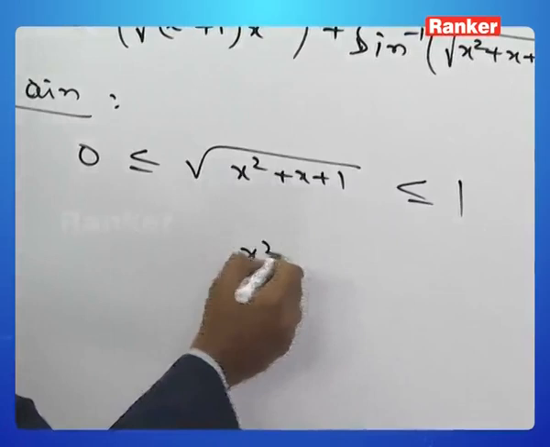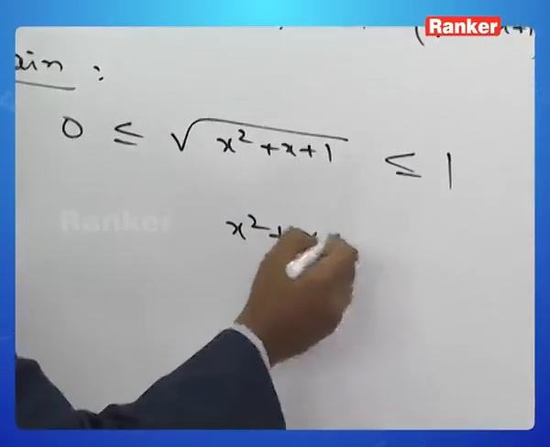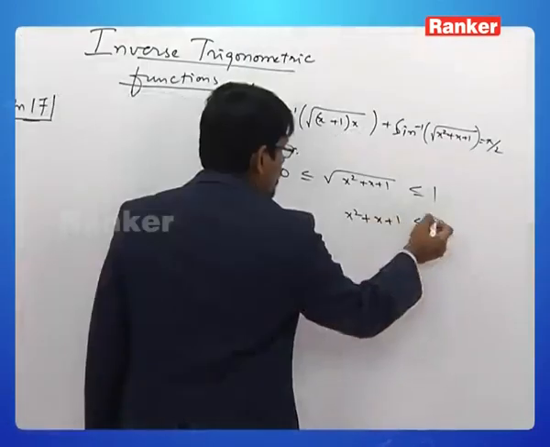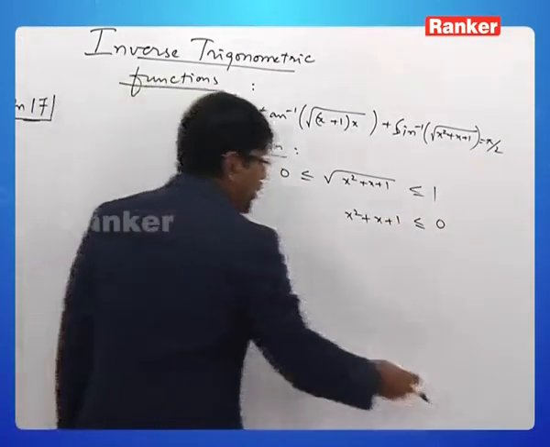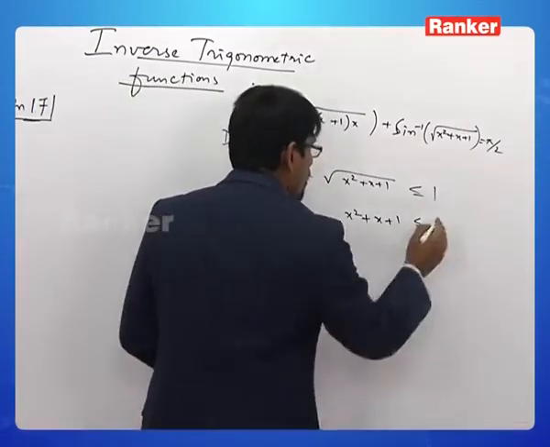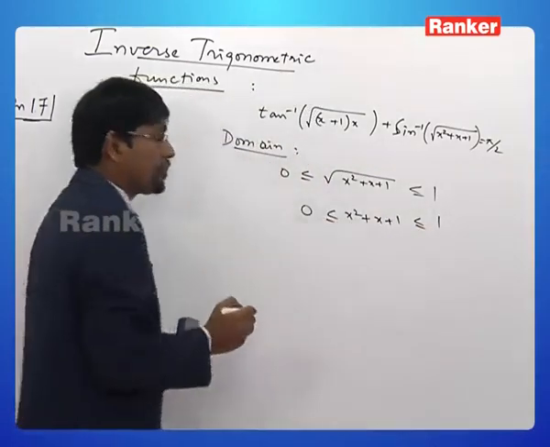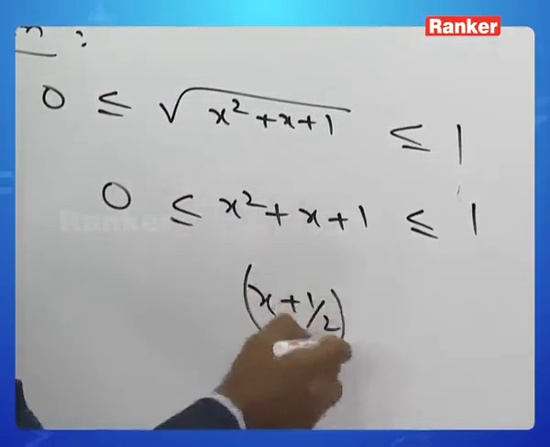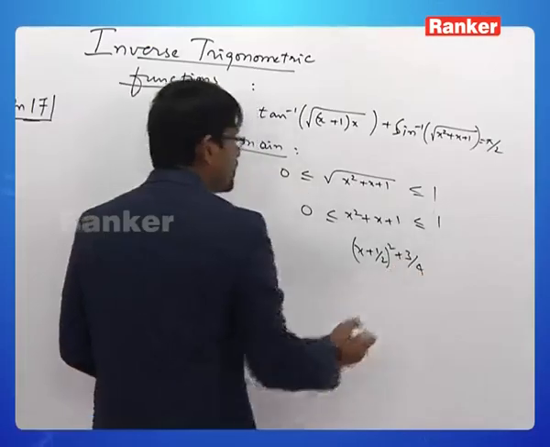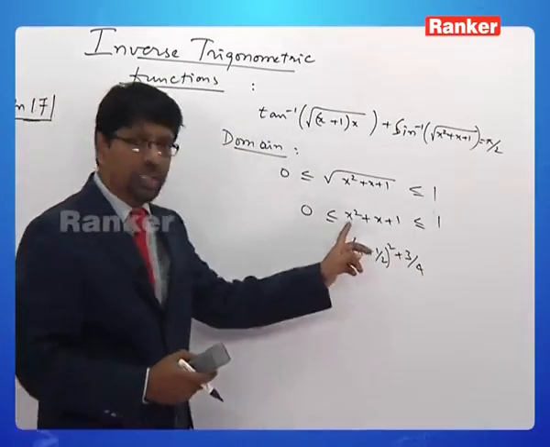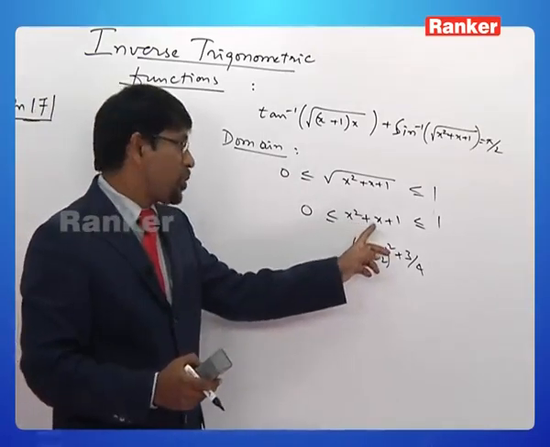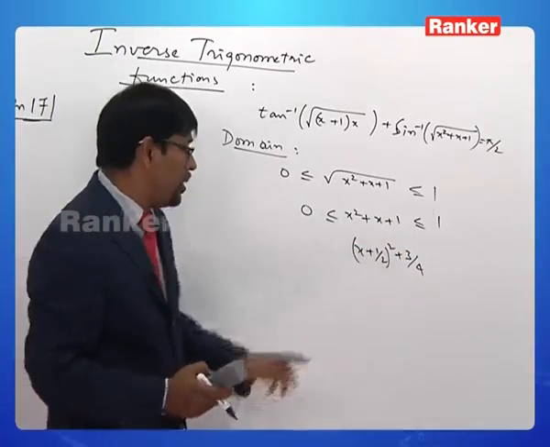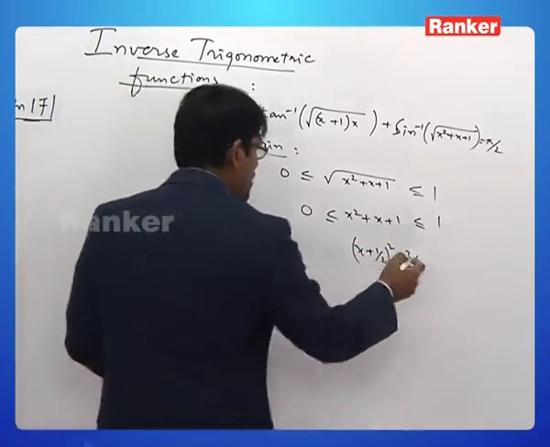Let's see. So we can square up, because that being a non-negative quantity, x square plus x plus 1 will have to be less than or equal to 1, and greater than or equal to 0. That this is greater than or equal to 0 is clear, because this is x plus half the whole square plus 3 by 4. You can complete a perfect square out of it. This we can write as x square plus 2 into 1 by 2 into x plus 1 by 4 plus 3 by 4. So it is in the form of x plus half whole square plus 3 by 4.